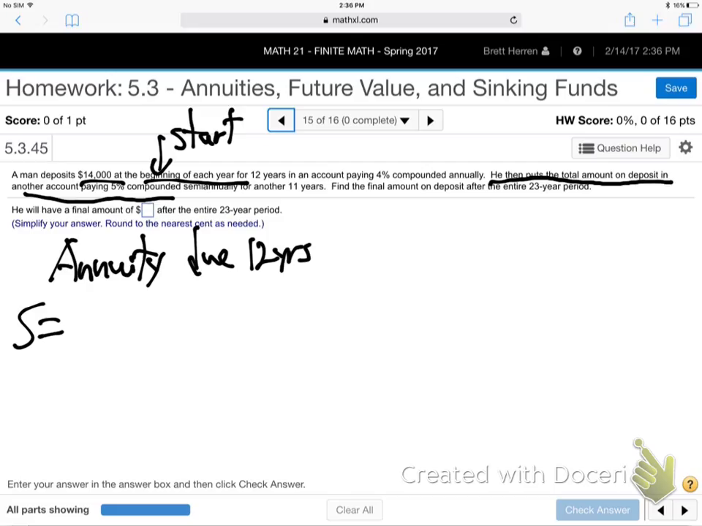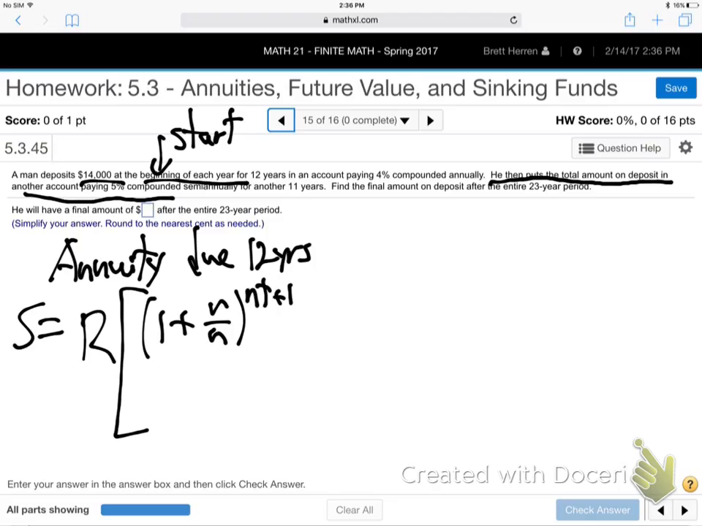So annuity due, 1 plus R over N to the NT plus 1 minus 1 over R over N minus 1. So we got to do that part first. We got to figure out how big that pile is at the end of the 12 years. And then once we have the pile, then we can do the compound interest stuff from there on that pile and make that pile grow even bigger. So that's the plan. Are you ready?